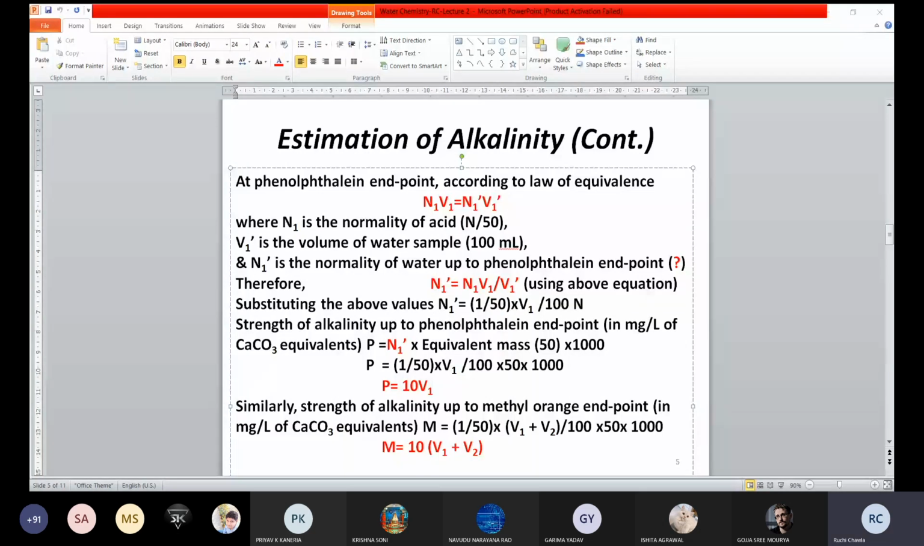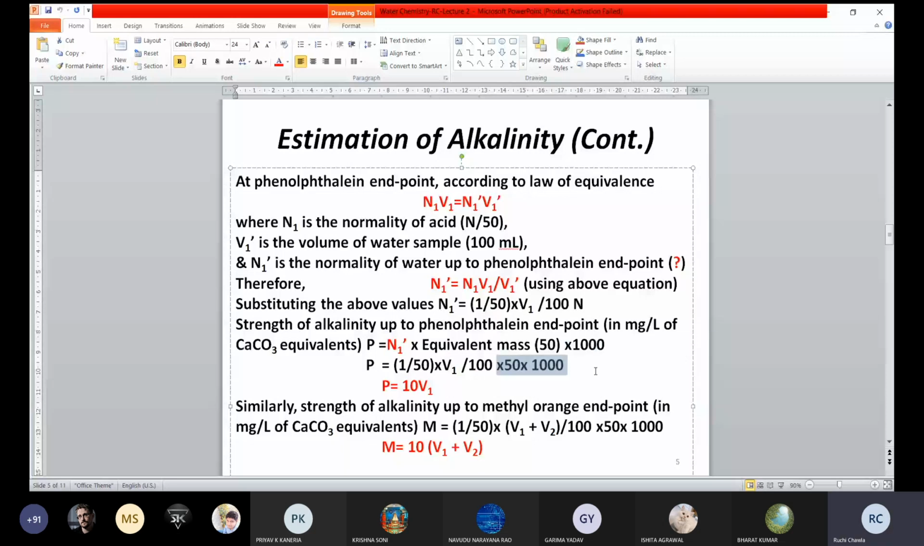And why do you think this 1000 factor has been introduced over here? Multiplication by 1000. Ma'am, to change gram into milligram. Yes, that is absolutely right, because we are expressing the result in milligrams per liter. So you will see that multiplication by 50,000 will always be there in all the calculations. Multiplication by 50.